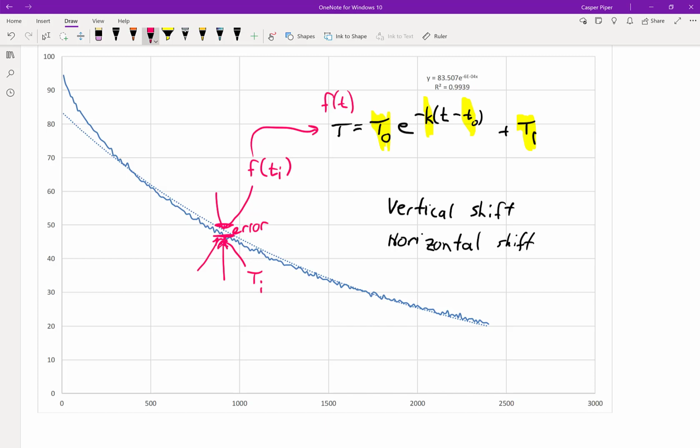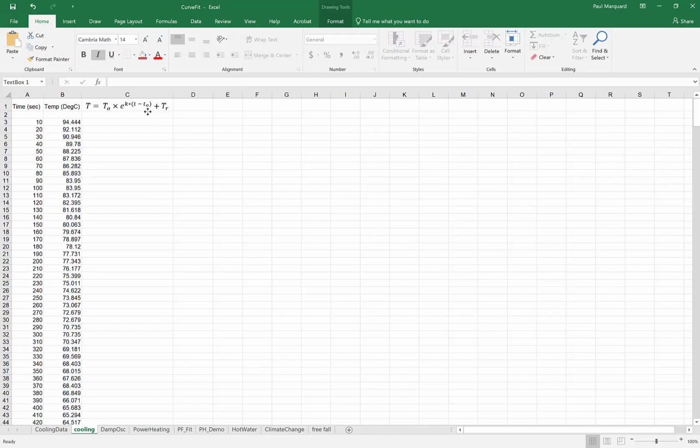All right, so let's do this in Excel and see what we come up with. This is going to fit the data into some sort of a curve. Now, I need to take into account these constants. One of those constants is T0, one of them is k, one of them is little t0, and one of them is T room. For the sake of argument right now, I'm just going to make them all 1.